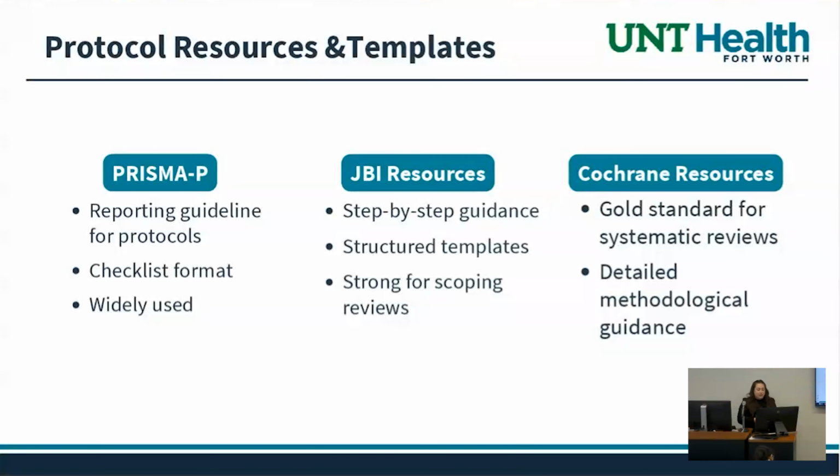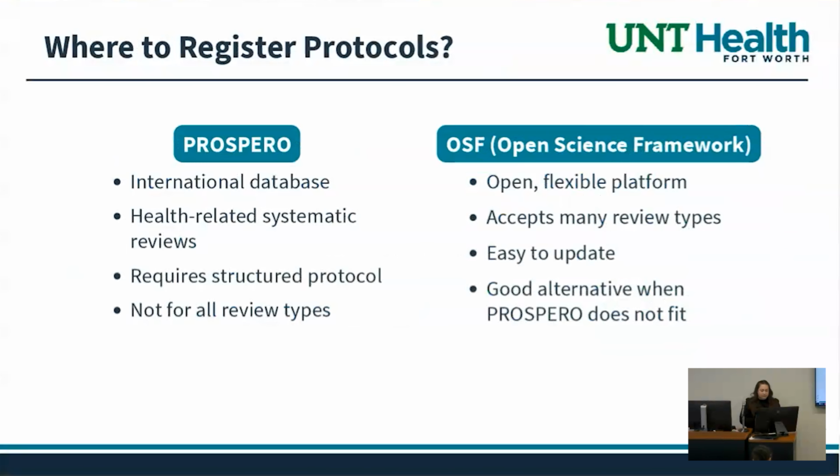There are also JBI resources, which is step-by-step guidance. This is a more structured template, and it's going to be really good for scoping reviews. And then there's Cochrane resources. So this is going to be the gold standard for systematic reviews. Because it's that gold standard, it's very rigorous and detail-oriented. You're really going to want to pay attention and follow exactly through what that says, if that's the route you choose to go. And none of them are better than any other, so it's really just your preference.